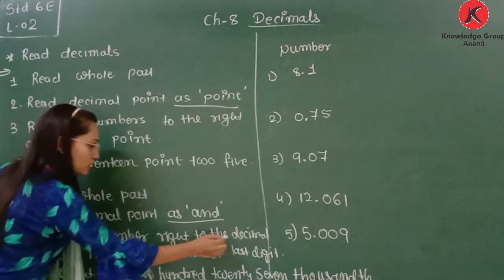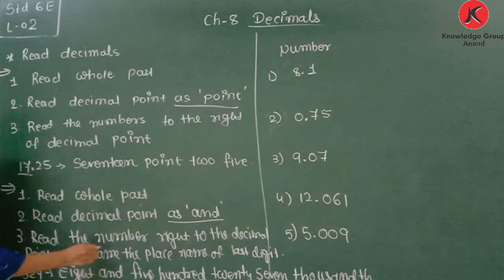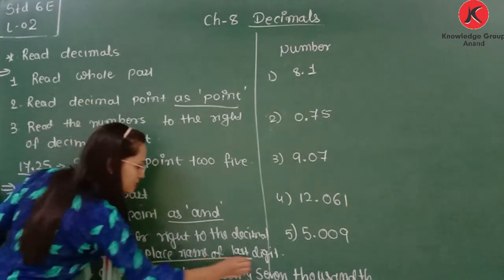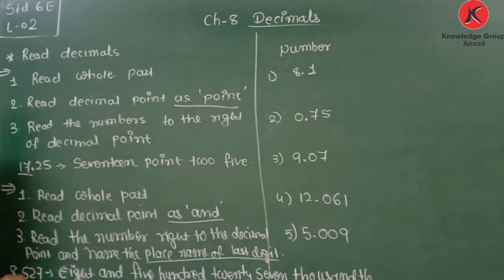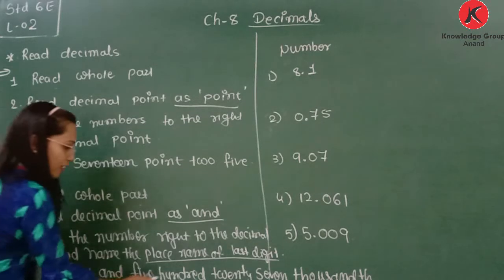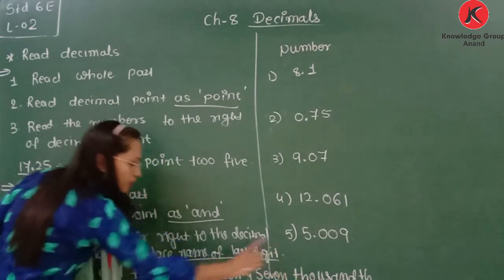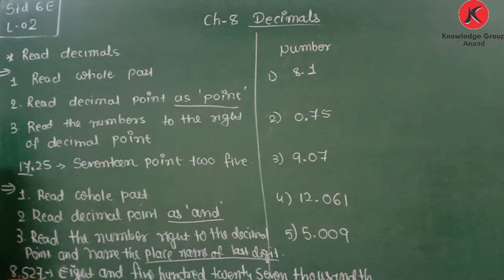The second method is to first read the whole part, read the decimal point as "and", read the number to the right of the decimal point, and name the place value of the last digit. So how can we read 8.527? It is read as 8 and 527 thousandths. The place value of the last digit you need to say at the end. This way you can read the digits.